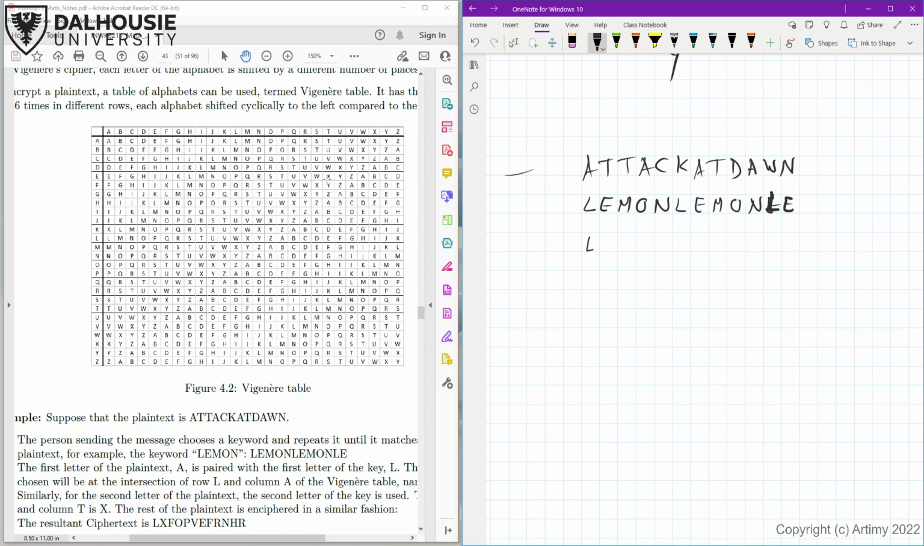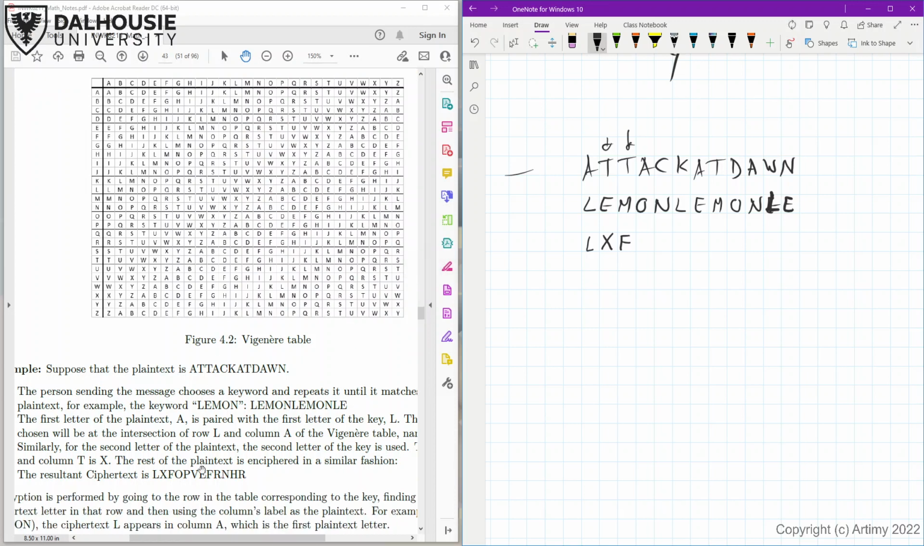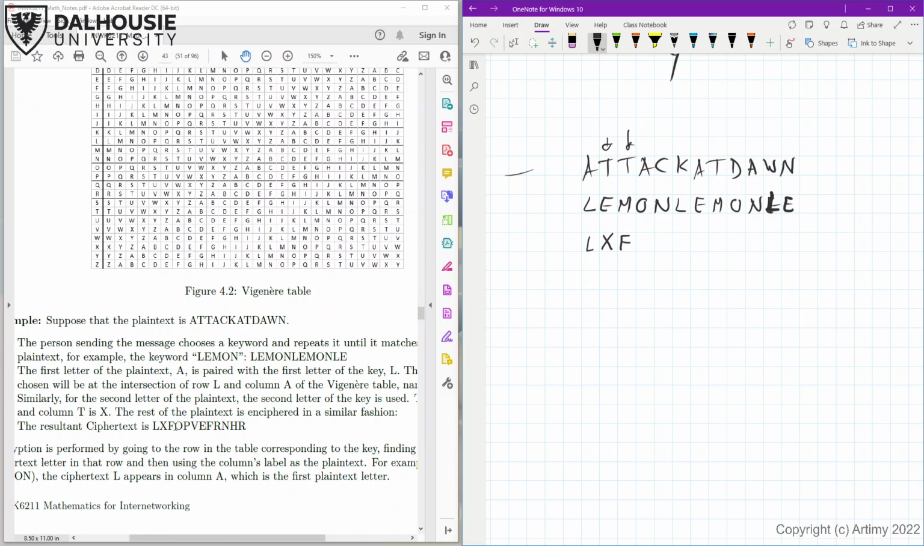And if you have this table in front of you, you can follow me. So the intersection between T and E is X. So we'll replace that with X. The other T is shifted by M. So here is T again, and we go down until we reach M. So the intersection between T and M is F. So we write F. So notice here that these two T's are not shifted by the same number of positions. They are shifted by two different positions. All right, so we can continue doing that, and we end up with LXFOPV, the one that's written here.